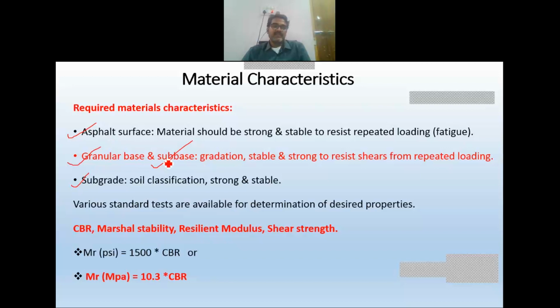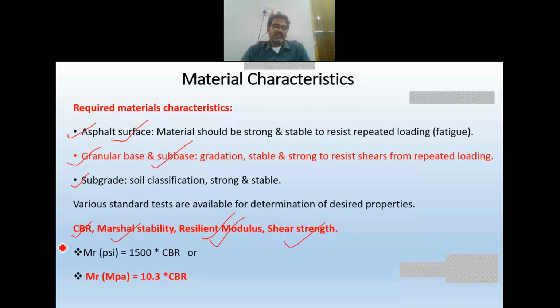Next will be the granular base and sub-base elastic moduli. Next is subgrade. Now, we express the strength of these materials in different forms. Subgrade soil strength is expressed in terms of CBR, or sometimes in terms of resilient modulus or elastic modulus, or in terms of shear strength. Similarly, granular base and sub-base course strength may be expressed in terms of CBR or resilient modulus, and the asphalt surface course, that is the top surface layer, its strength is expressed in terms of Marshall stability.